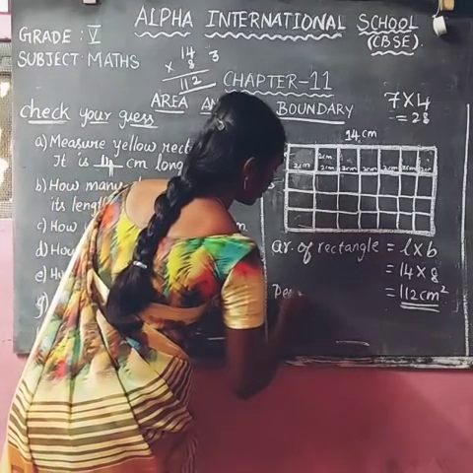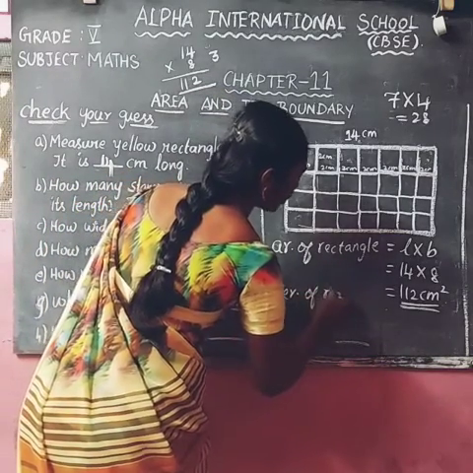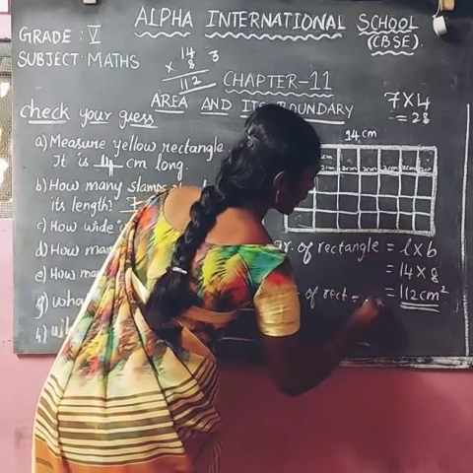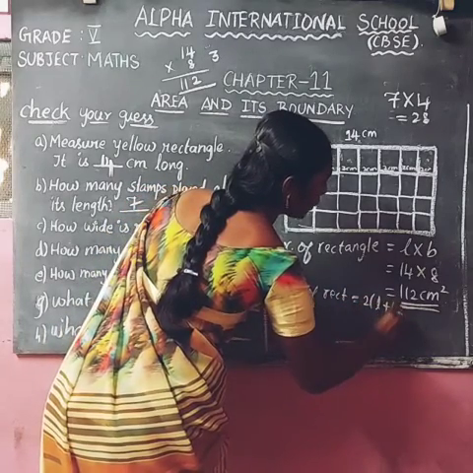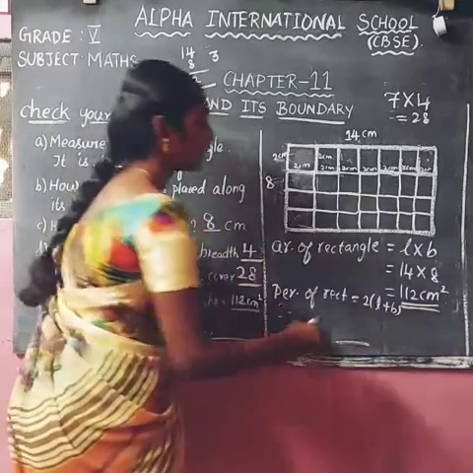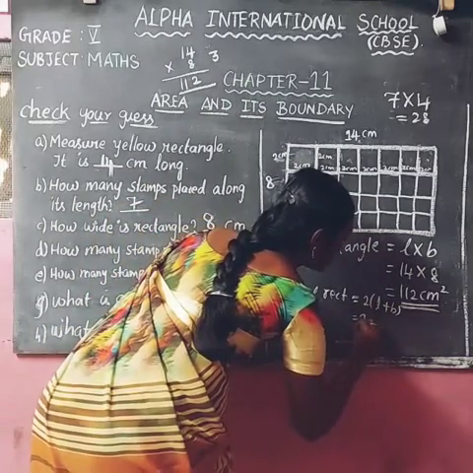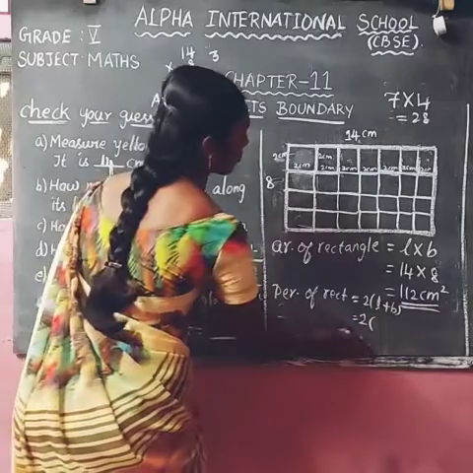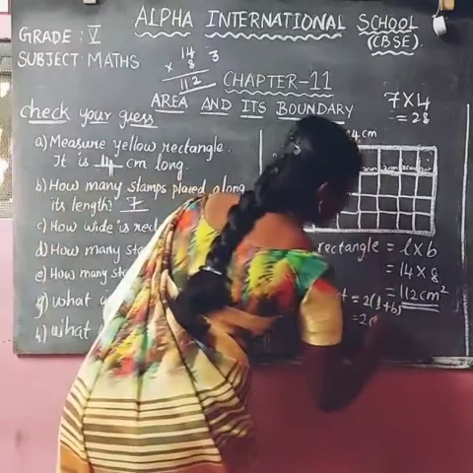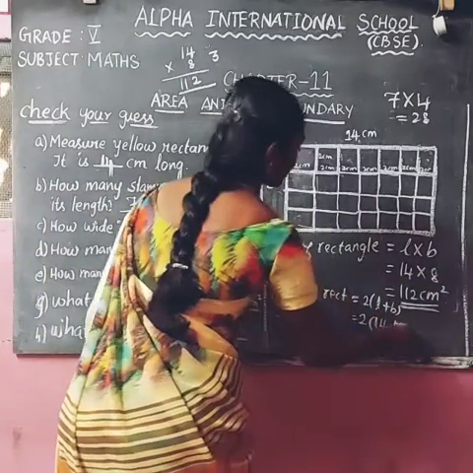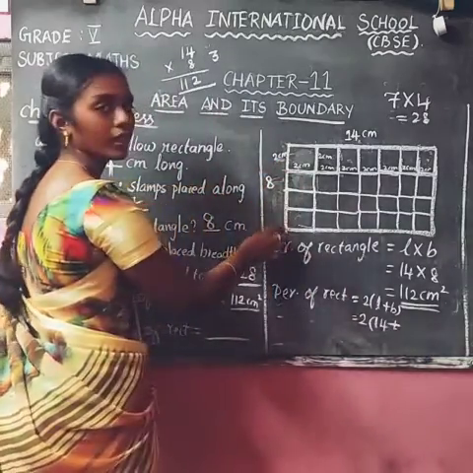Next, what are they asking? Perimeter of the rectangle. What is the formula for the perimeter of a rectangle? 2 into (L plus B). 2 into (L plus B) is the answer, no? Sorry, formula, no? So 2 into, what is the length here? Length is 14. 14 plus, what is the breadth here? 8.